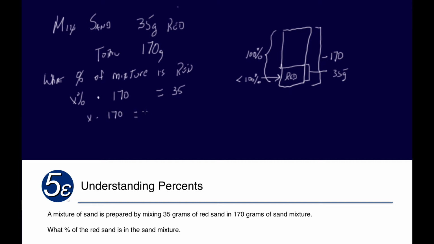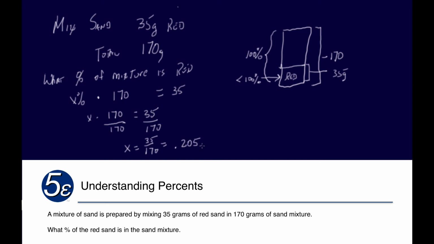Now, doing some simple algebra, we're going to divide both sides by 170. And we'll rewrite our equation. We get X is equal to 35 over 170. Fix that up a little bit. And if we run this on the calculator, we'll see that this is 0.205.